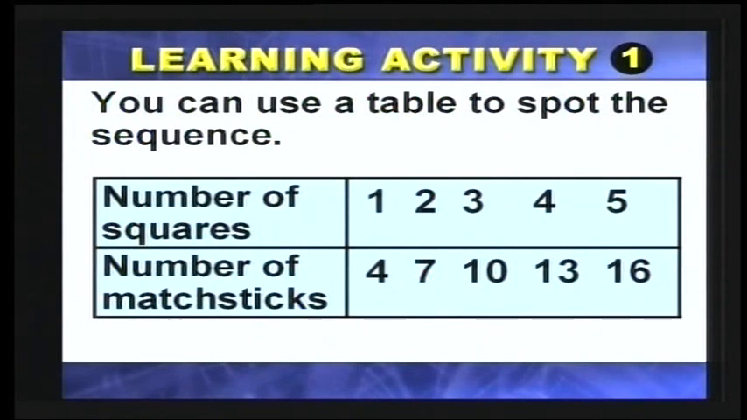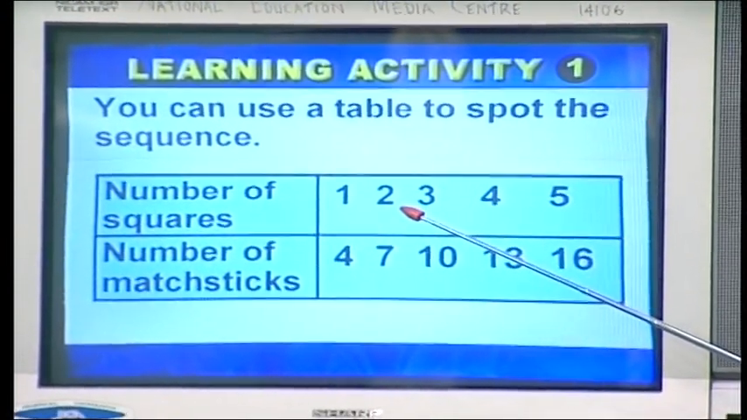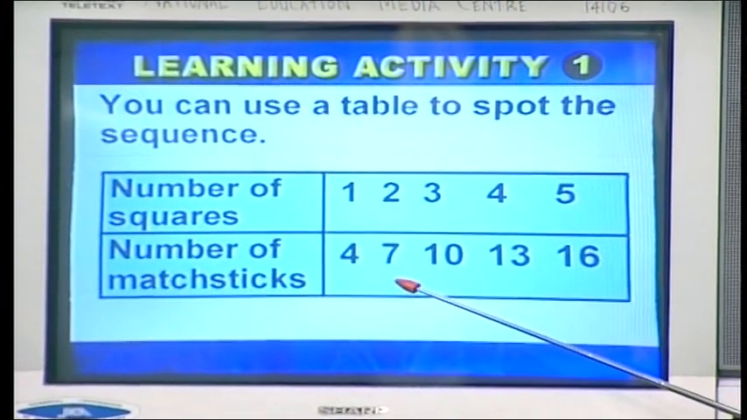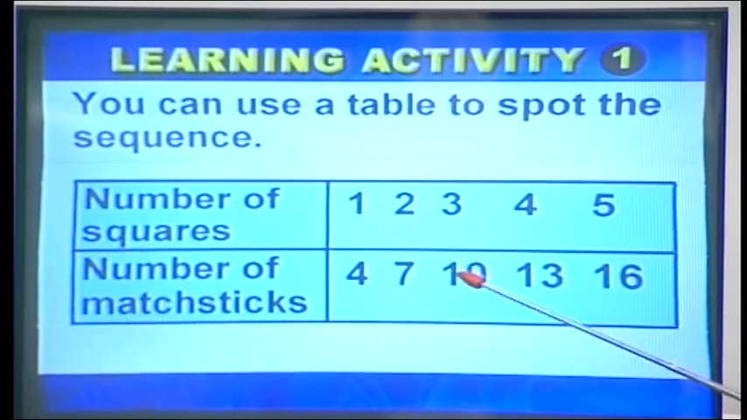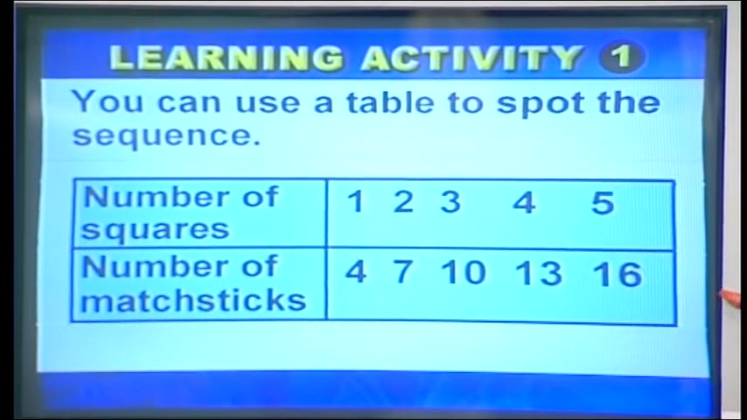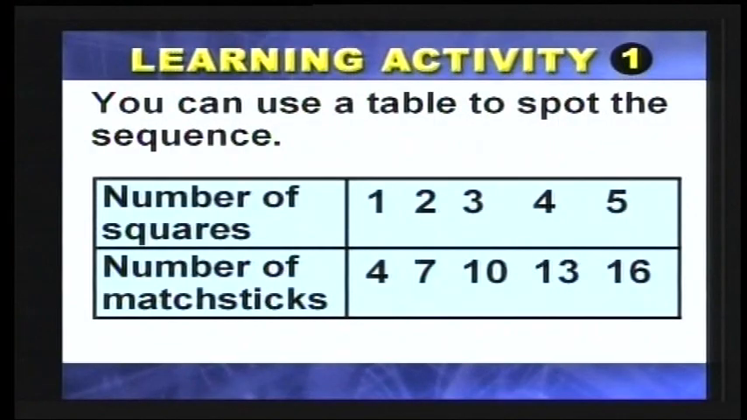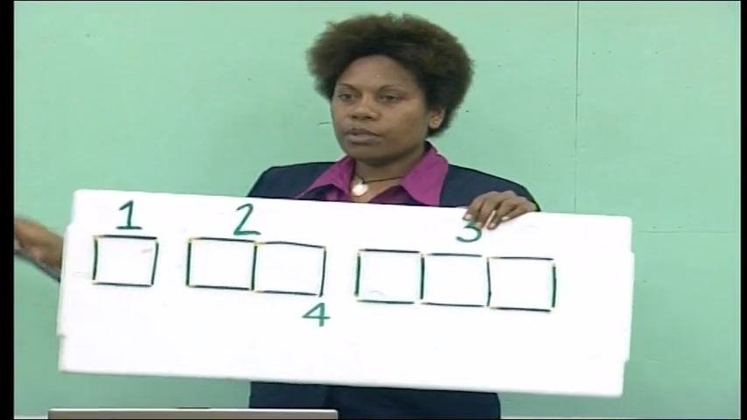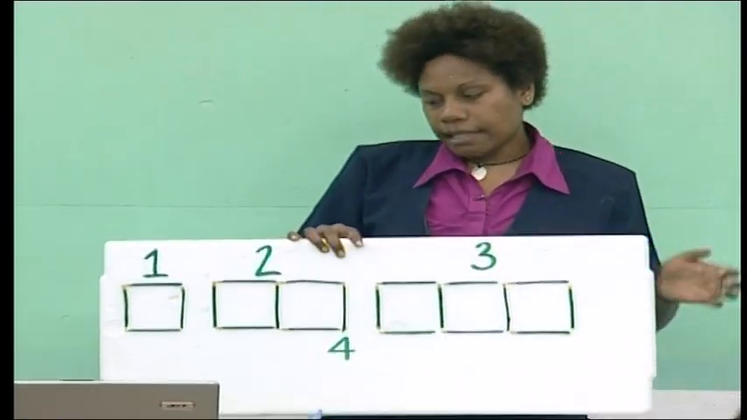So you can say 1 square, how many matchsticks? 4 matchsticks or 4 sticks. Number of squares, 2 squares, how many sticks? 7. Okay, and it continues. All right, so you can identify it easily in a table form, to identify the sequence easily.